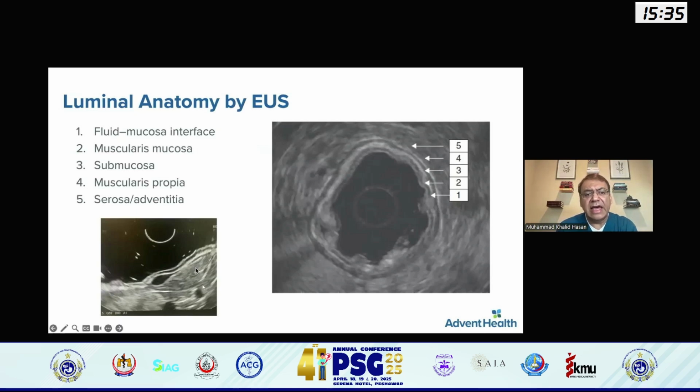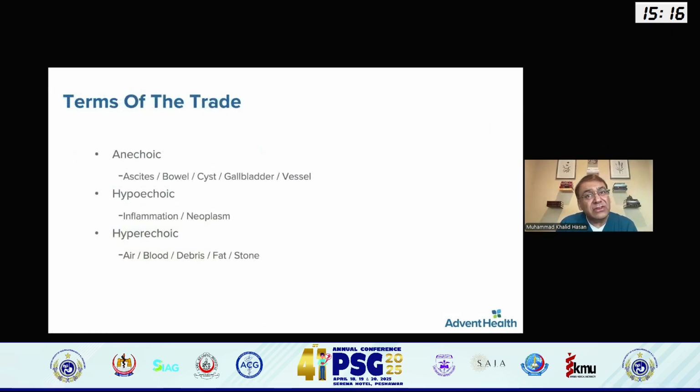And then there's another white layer outside the muscularis propria, based on where the scope is. If it's in the chest or mediastinum, the esophagus, I should say, it would be adventitia. If it's below the diaphragm, it would be serosa. So these are those layers with the linear. They become a little bit more visually apparent in radial imaging. Other terms to remember, like anechoic and hyperechoic, we use those terms in EUS. Fluid is black.